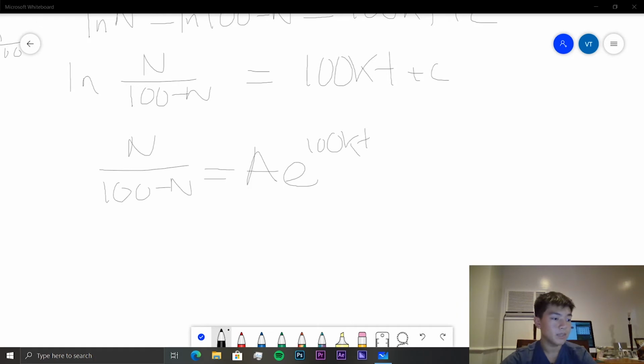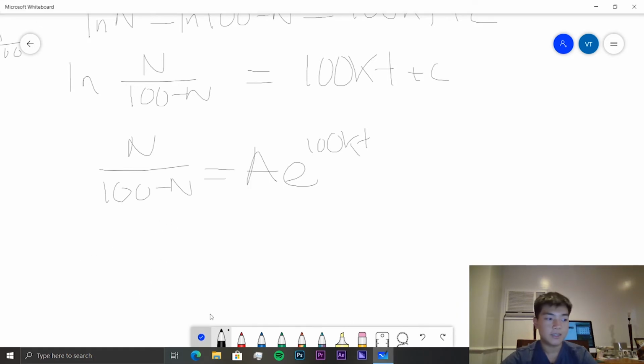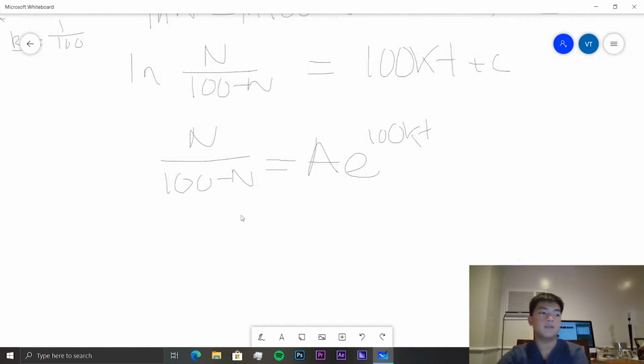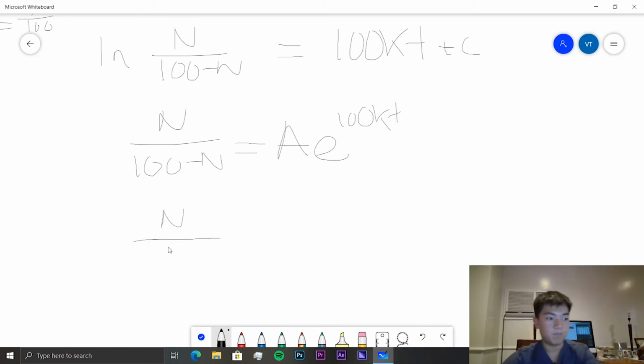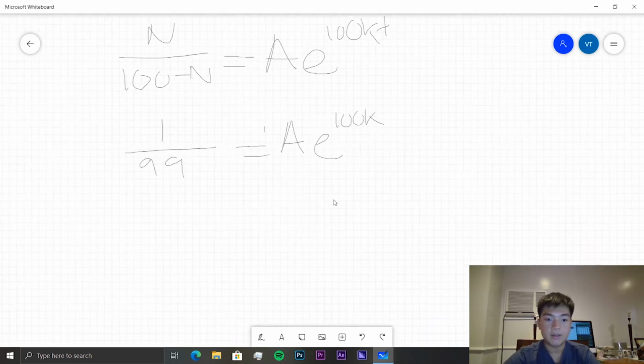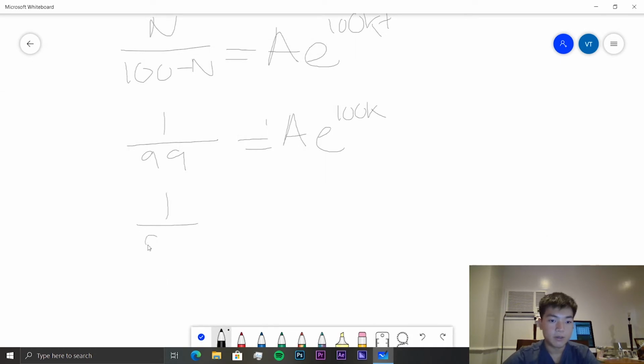So that's what we needed to prove it equals. Next, if on day 1 1 student was infected, and on day 2 2 students were infected, find a and k. So substitute the 1 in. So 1 over 100 minus n is equal to a e to the 100k, and 2 students on day 2, sorry, 2 over 98, I mean, is equal to a times e to the 200k.